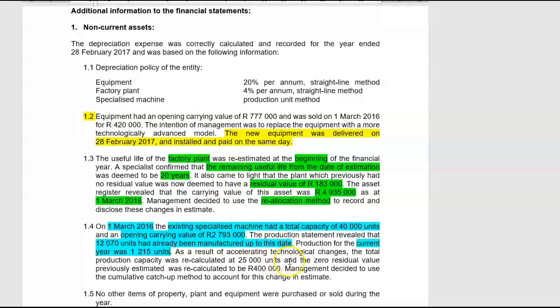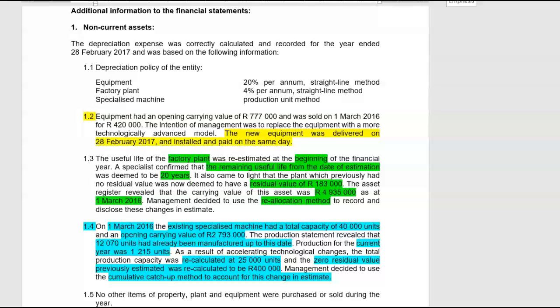As a result of accelerating technological changes, the total production capacity was recalculated at 25,000 units, and the residual value, which initially was zero, was now calculated to be 400,000 Rand. Management decided to use the cumulative catch-up method to account for this change in estimate. Good. So what do we need if we want to do the cumulative catch-up method?